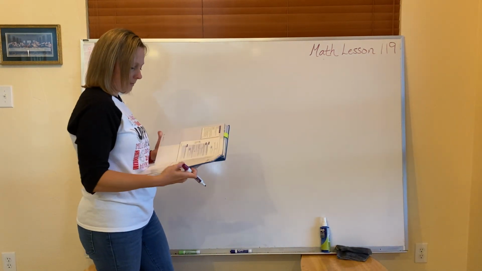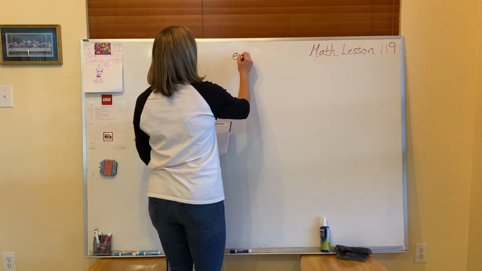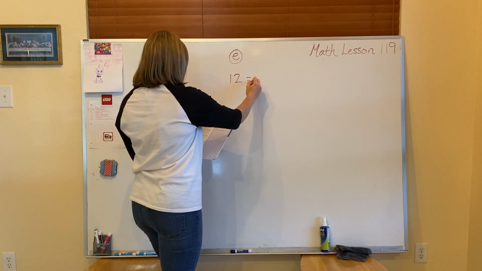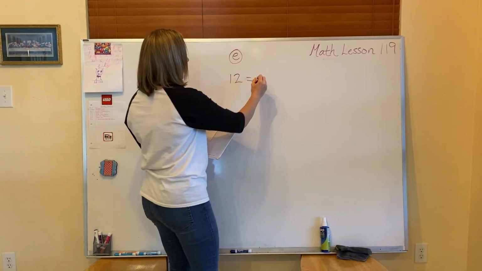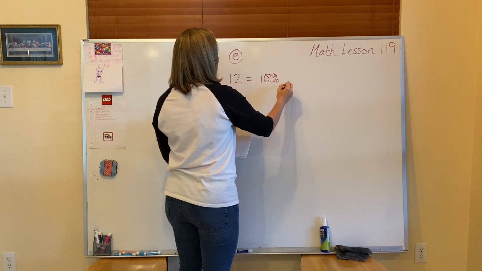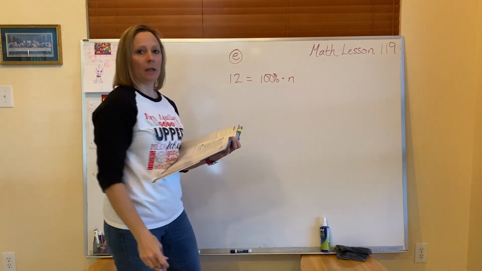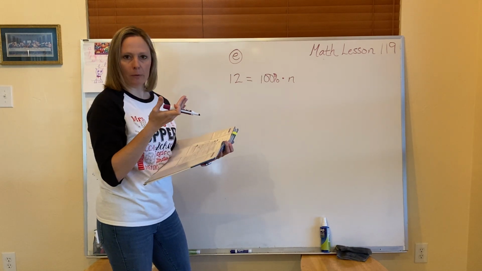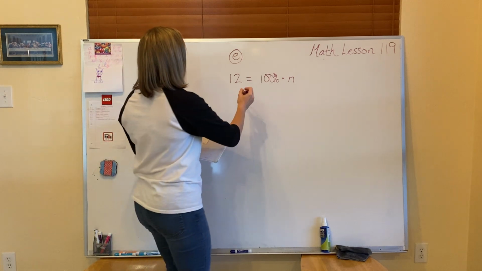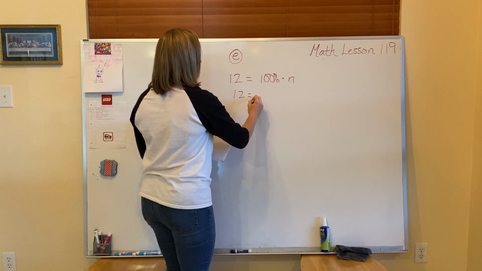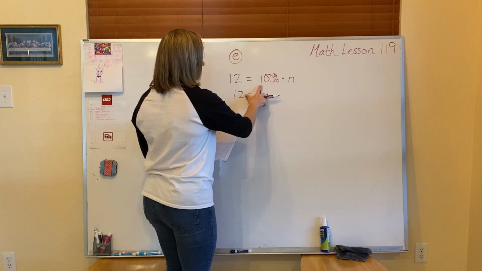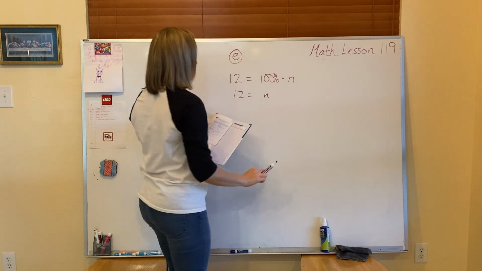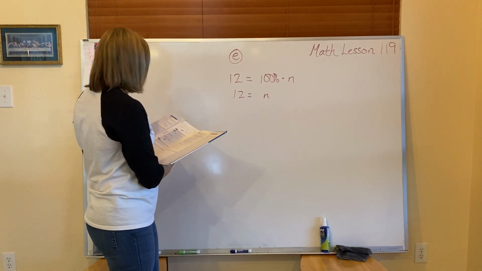Okay, let's look at E. 12 is 100% of what number? Oh boy, if we just think about this one logically, we know that the answer is 12, right? 12 is 100% of 12. Let's translate though. 12 equals 1n. Okay, we know 1 is the same as n, so we get 12 is equal to n. Hooray!